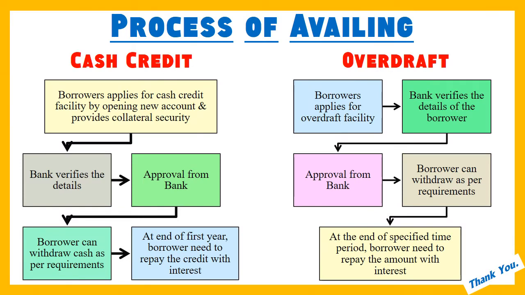So this was all in today's lecture session, and in these two figures I have explained the process through which the clients or the borrowers can avail the cash credit facility and the bank overdraft facility. The first figure shows the process through which the client or the borrower has to go to get the cash credit from the financial institution or the bank, and the second figure shows the process of getting the overdraft facility.